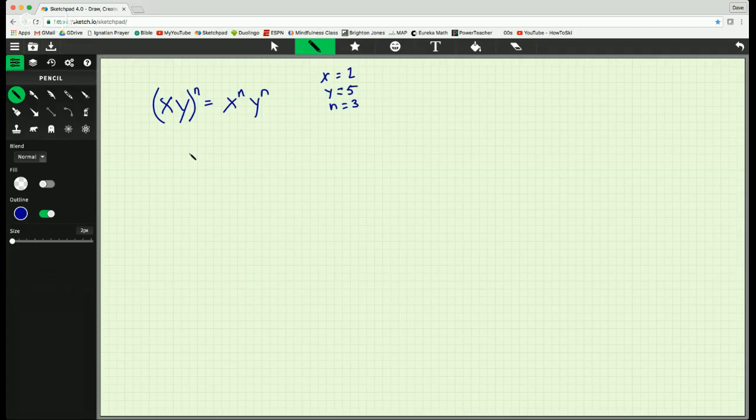So if x is 2, let's copy this over: that's 2. Y is 5, so times 5. To the n is 3. Well, we know that that is going to have to equal 2 to the third times 5 to the third. Now, can we prove this? Yes, we can. We can prove this using all the rules that we've learned in lesson 1, earlier in lesson 3, and then our commutative property of multiplication, which we learned in 7th grade.